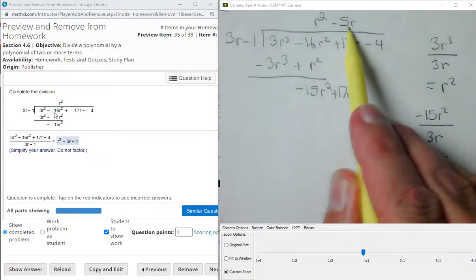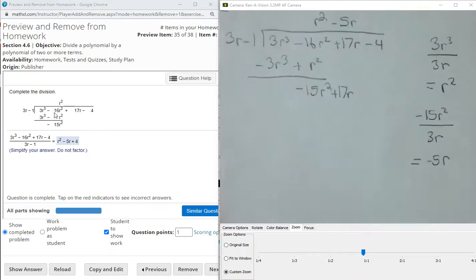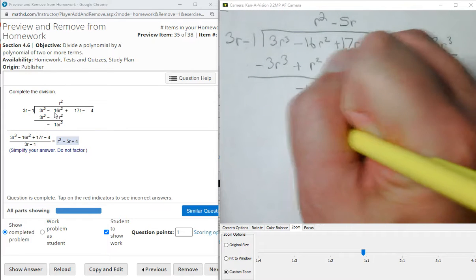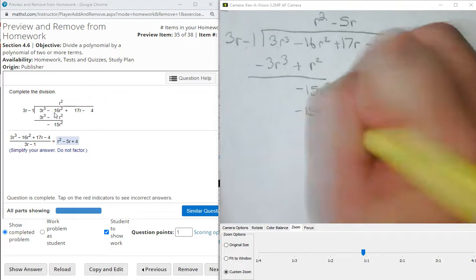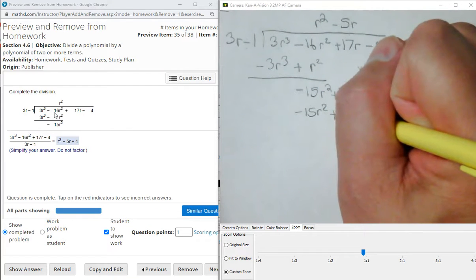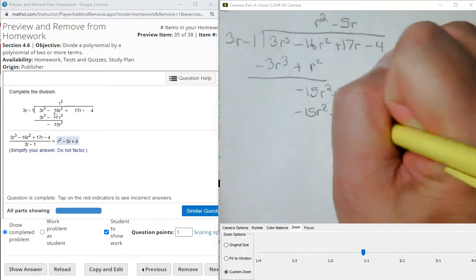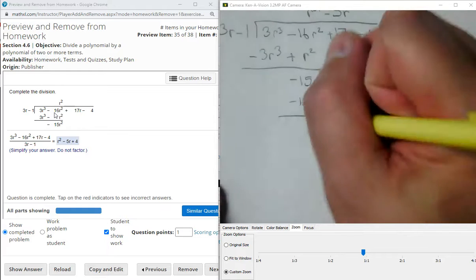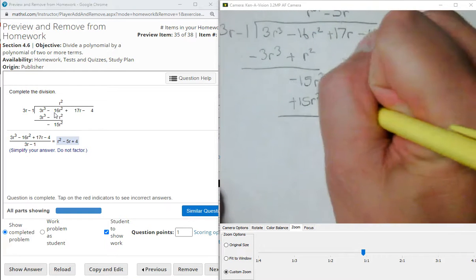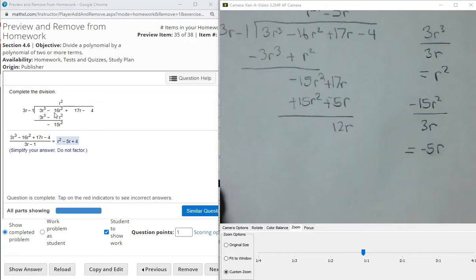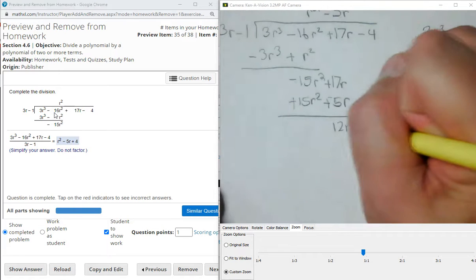So now I'm going to take negative 5r times 3r minus 1. Basically distribution. So negative 5r times 3r is negative 15r squared. Negative 5r times negative 1 is positive 5r. All right, and then they say to subtract. And one thing I like to do is change signs and then add. So I get 12r here. 17 minus 5 is 12r. Bring down the negative 4.